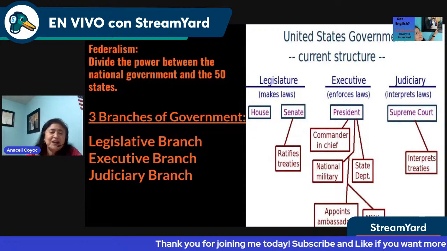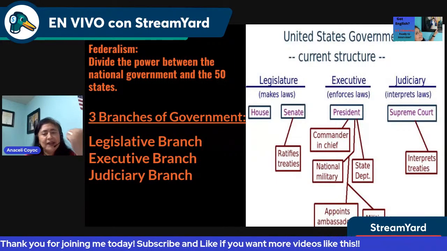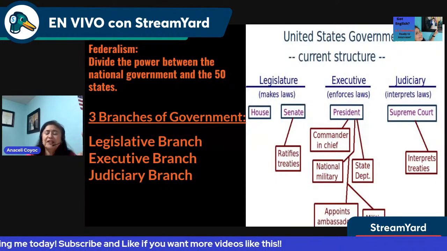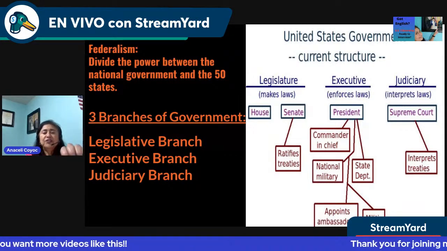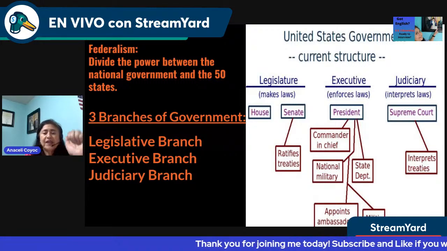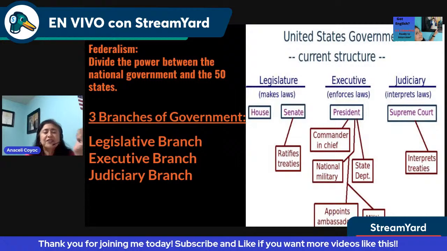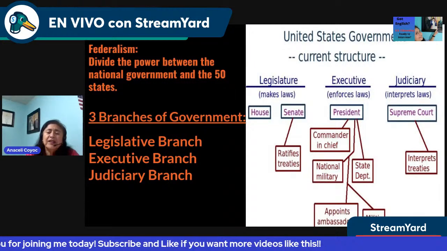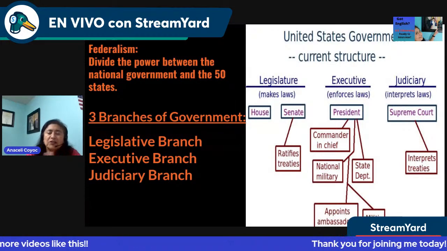The president, he's the police officer. He enforces the law. The president is also the commander-in-chief. He's the leader of the military. He also appoints ambassadors to work on different projects. He is the head of the country, and most of all, he's known as commander-in-chief and leader of the military. His main job is to make sure that we follow the laws.